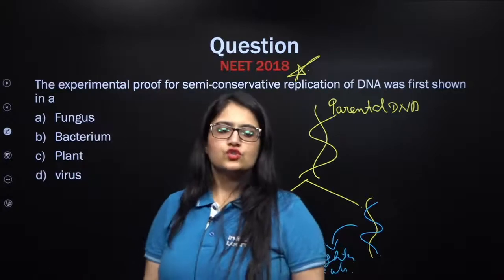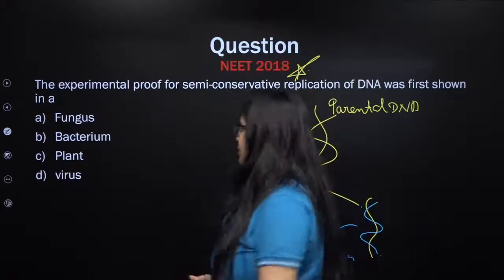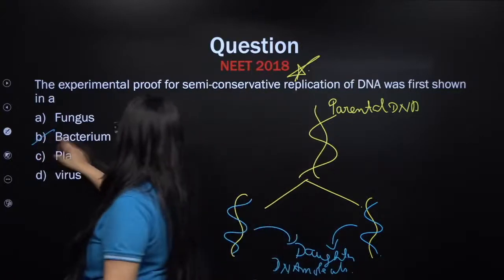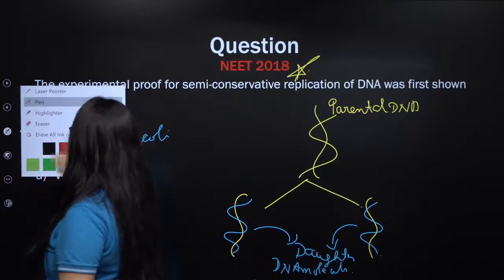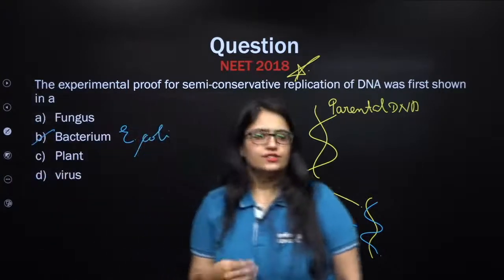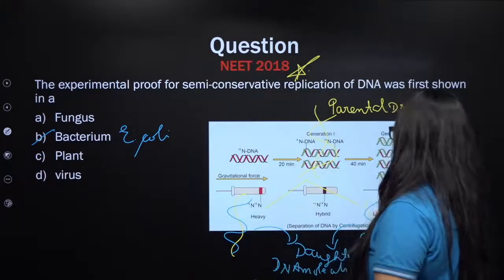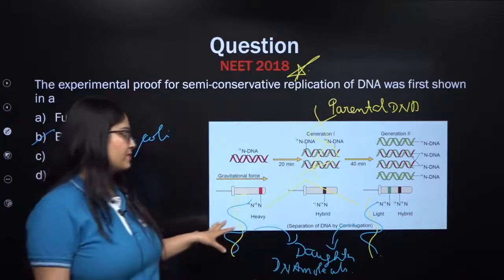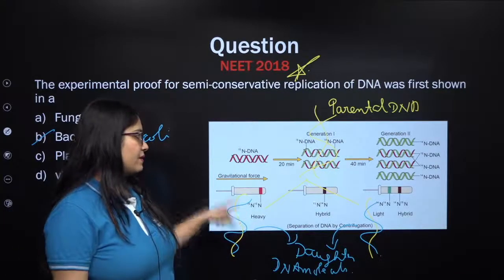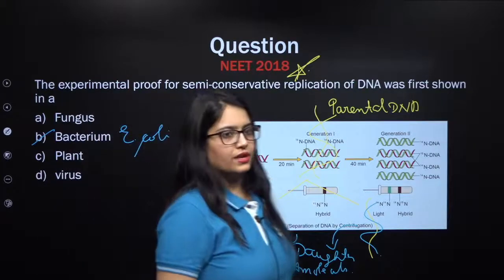And it was first shown by Meselson and Stahl on E. coli bacteria. That's perfectly correct. Later on it was proved over higher organisms too, but first E. coli. And that's the simple experiment you can see, my dear students. It's given in NCERT, right? Meselson-Stahl's experiment. So this question was asked from this experiment. I hope you can correlate now.